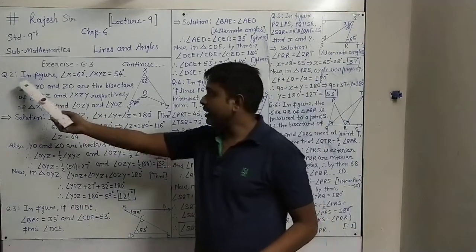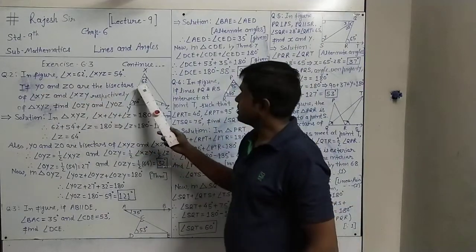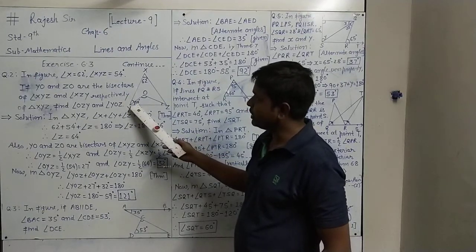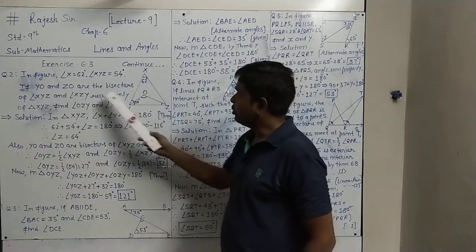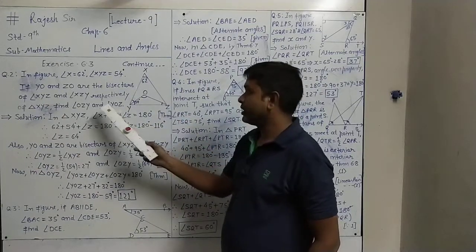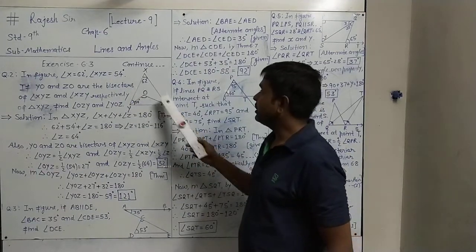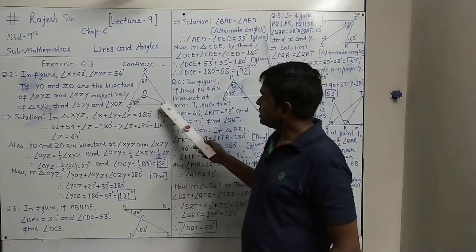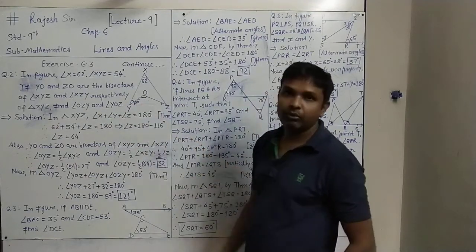Question number 2 is given with this figure. In the figure, angle X is 62 degrees, and the whole big angle XYZ is 54 degrees. If YO and ZO are the bisectors of angle XYZ and angle XZY respectively of the triangle XYZ, find angle OZY and angle YOZ.